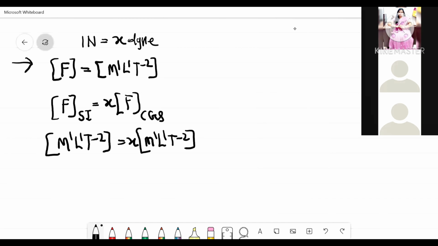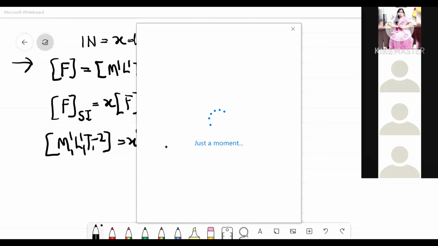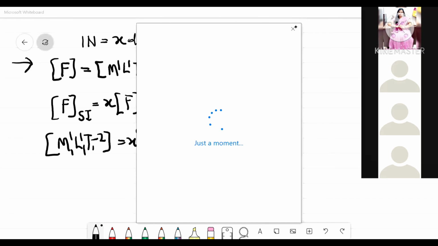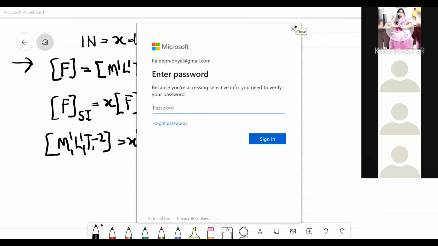In SI system, we'll write the suffix as M1, L1, T1. And for CGS system, we'll write M2, L2, T2. Just to identify the two systems, we'll write suffix 1 for SI system and suffix 2 for the CGS system.